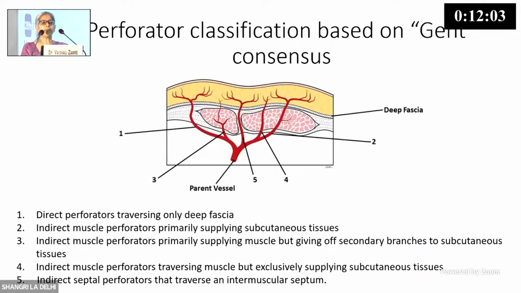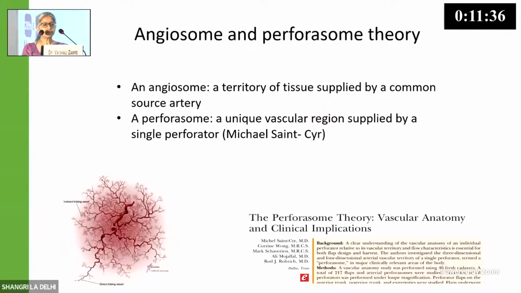So in the early part of the 21st century, there was a conference in Ghent which was based on perforator technology, and the perforators were classified into 5 different types based on whether they are perforating the fascia, or perforating the muscle and then reaching the skin, or perforating the intermuscular septum. So the perforator flaps are based mainly on the angiosome and perforasome theory.